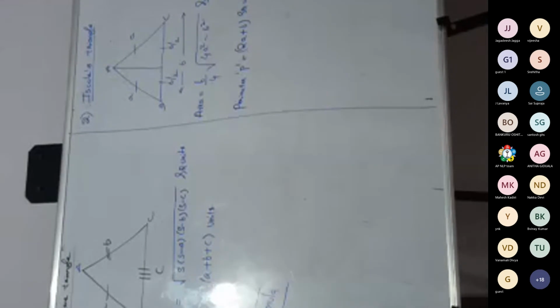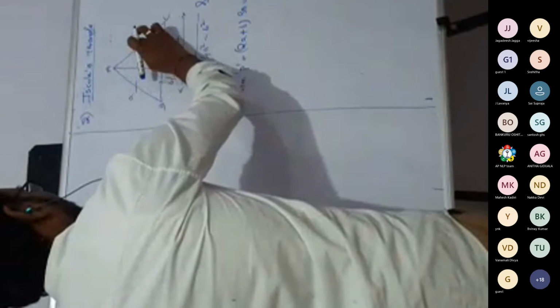Scalene triangle: area delta is equal to root over S into S minus A into S minus B into S minus C square units. Perimeter P is equal to A plus B plus C units. Which formula do we write delta from? Heron's formula. Similarly, isosceles triangle area is B by 4 into root over 4A square minus B square square units. Perimeter P is equal to 2A plus B, the sum of all the sides.